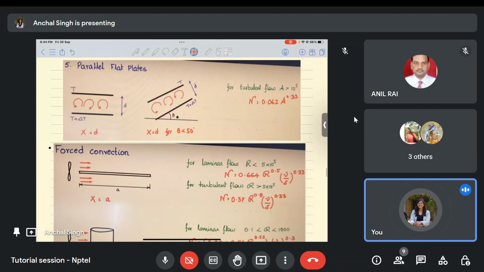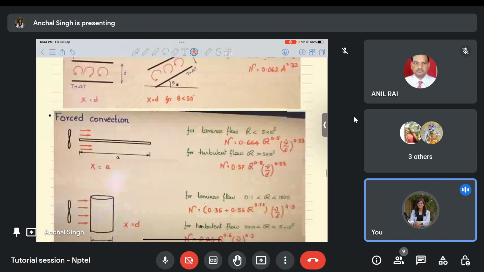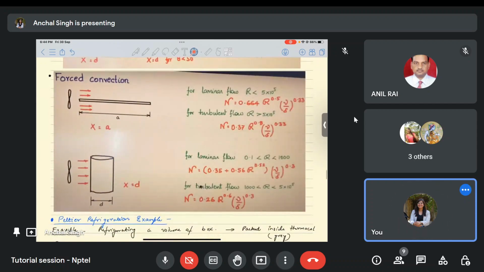Similarly, we have the expression for parallel flat plates, and then we have forced convection. So when I put a fan externally to this, then we call it forced convection. Here again, standard formulas are present. You just have to find the value of x.